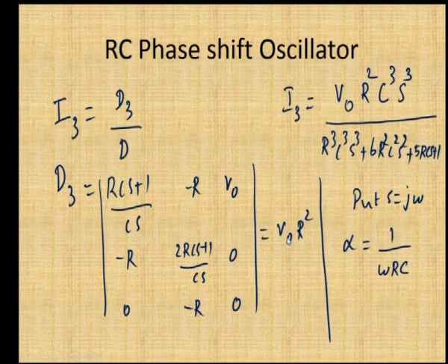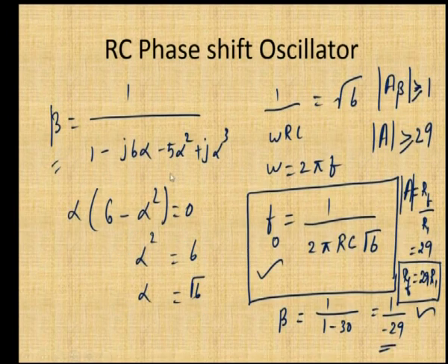I have substituted here and the answer is V0 R2, and I3, if you calculate it, D3 divided by D, it is calculated like this, and for S equal to j omega, and if you considered alpha as 1 by omega RC, if these two values are substituted in this I3, you will be getting beta is equal to 1 by 1 minus j 6 alpha minus 5 alpha square plus j alpha cube.